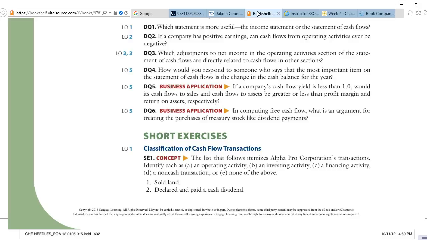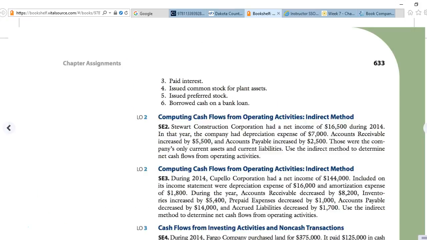What would number 2 be? Declared and paid a cash dividend. Perfect. Financing activity. Next, paid interest. Operating activities. Issued common stock for plant assets. Kind of tricking you a little on there. They issued common stock, right? Financing. Issued preferred stock. Financing.